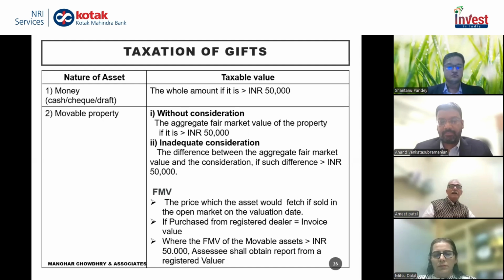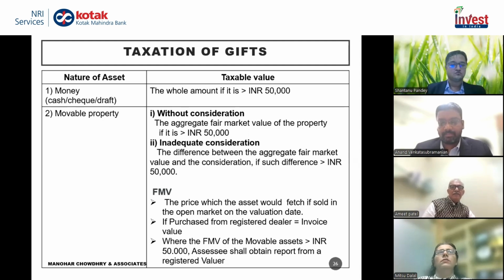Similarly, in respect of a gift other than money, that is movable property, where the aggregate fair market value of the property is more than 50,000, then the question of taxation arises, and that also only in respect of the difference between the fair market value and the consideration, if any. So if it is for some consideration, then whatever is in excess of 50,000, less the consideration, would need to be taxed.